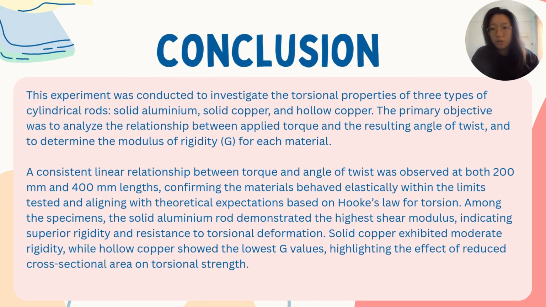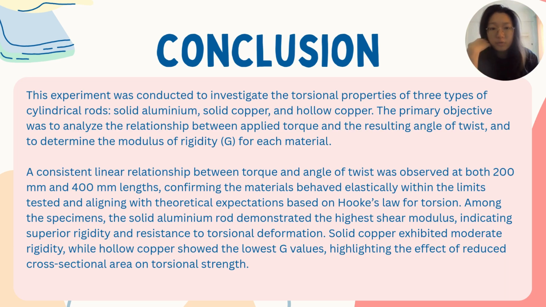Okay, so in conclusion, this experiment was conducted to investigate the torsional properties of three types of cylindrical rods, which are the solid aluminium, solid copper, and hollow copper. The primary objective was to analyze the relationship between the applied torque and the resulting angle of twist, and to determine the modulus of rigidity for each material.